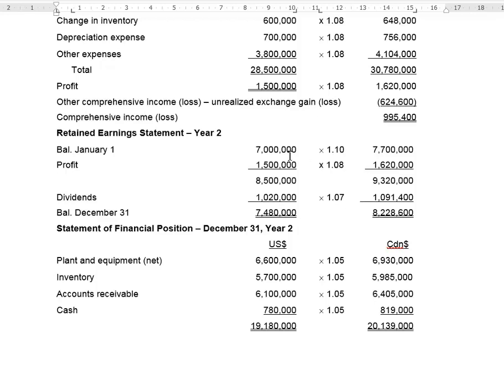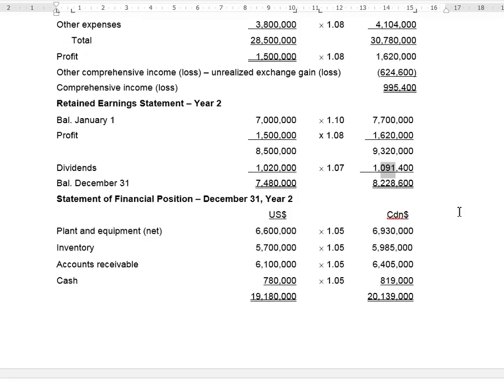But don't forget, we translate our opening year 2 balance at the historical rate, which is 1.1, our profit at the average rate, because we're using PCT, and our dividends, just as we do under FCT, same for PCT, at the spot rate, the date the dividends were declared. So that's going to give us an ending retained earnings of $8,228,600. And we can use that and put it on our statement of financial position in the equity section.